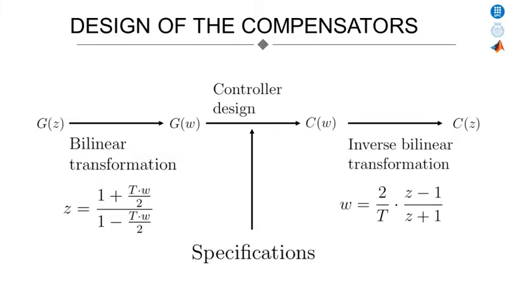By this chart, we can see the procedure that has to be followed in order to design a controller in the frequency domain. As it can be seen, first, having the digital transfer function of the plant, the bilinear transformation is applied, so we obtain the plant transfer function in terms of omega. It is here where the desired specifications are introduced, so we can design a controller to meet those specifications. Finally, the inverse bilinear transformation is applied so we can obtain the digital representation of the controller.